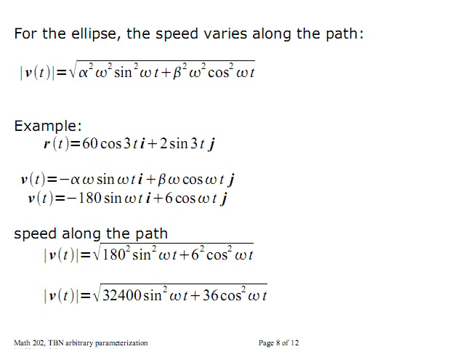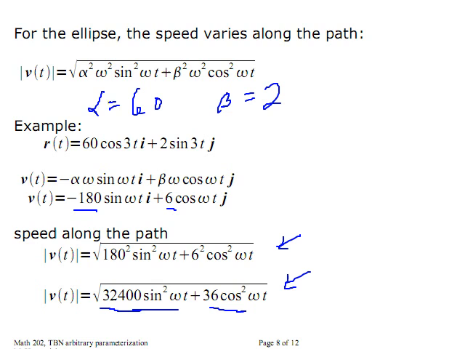So here's an example. Say alpha equals 60 and beta equals 2. When I take the derivative, I have minus 160 times sine omega t plus 6 times the cosine omega t. And here's the speed along the path, and I'm going to give you a graph of that in a minute. You can see there's a much larger component here, so it's going to vary with t. It's going to kind of swamp out this one, and I made these numbers very different to emphasize the effect.